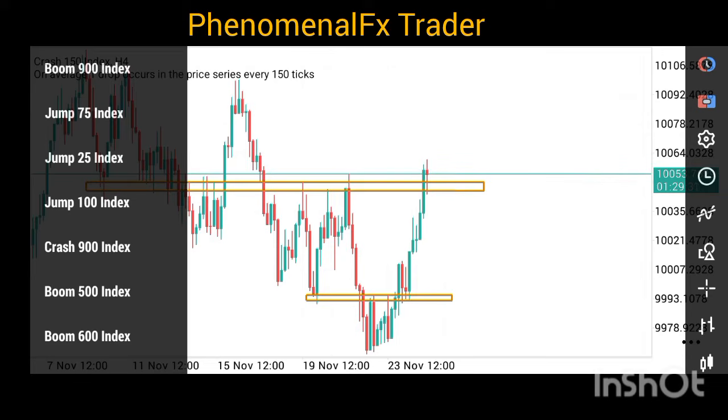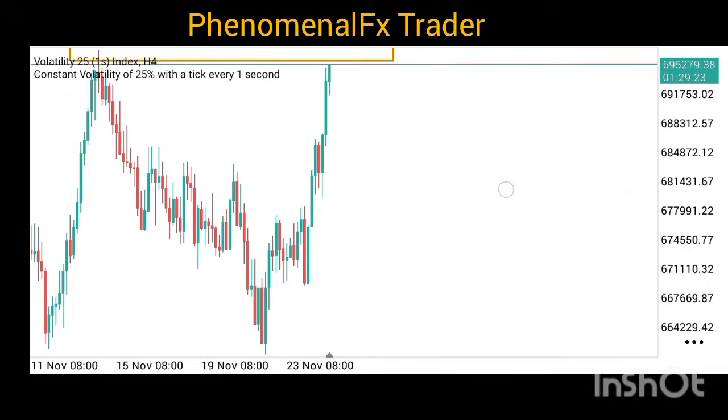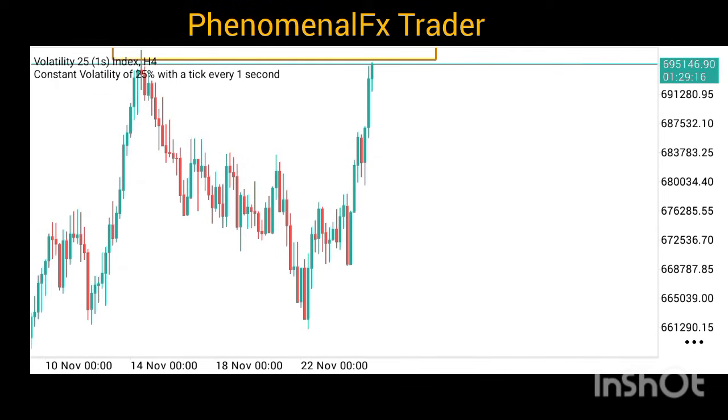Another pair I took some trade on yesterday was VIX 25 1S on the 4-hourly time frame. Let's go to the 4-hourly time frame. For this particular play, I applied the engulfing candlestick strategy to take this trade.